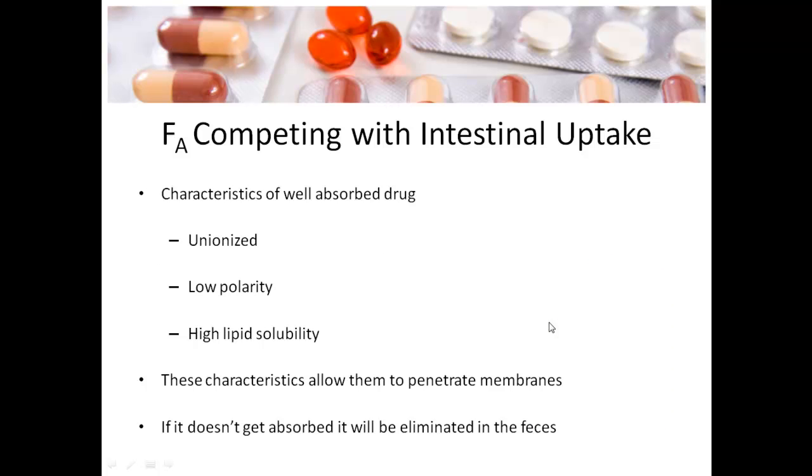Regardless of what could be going on in the body, the drug's characteristics also make a big difference as to whether or not it's absorbed. Some of the characteristics that really affect absorption are: if it's unionized, that's great; low polarity; and high lipid solubility. These characteristics combined allow the drug to penetrate through the membrane and more of it to get to systemic circulation. But just remember, if it does not get absorbed, the drug still has to go somewhere. It doesn't just die and disappear. It has to be eliminated through our feces.